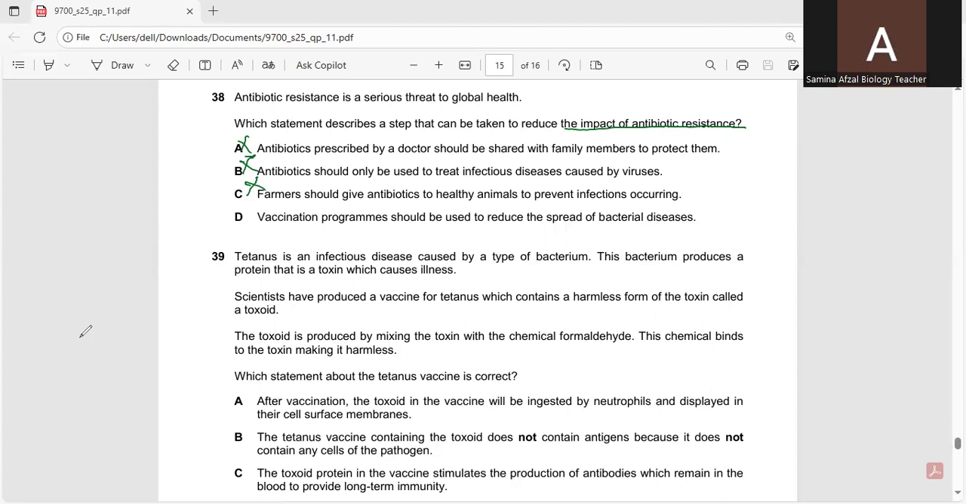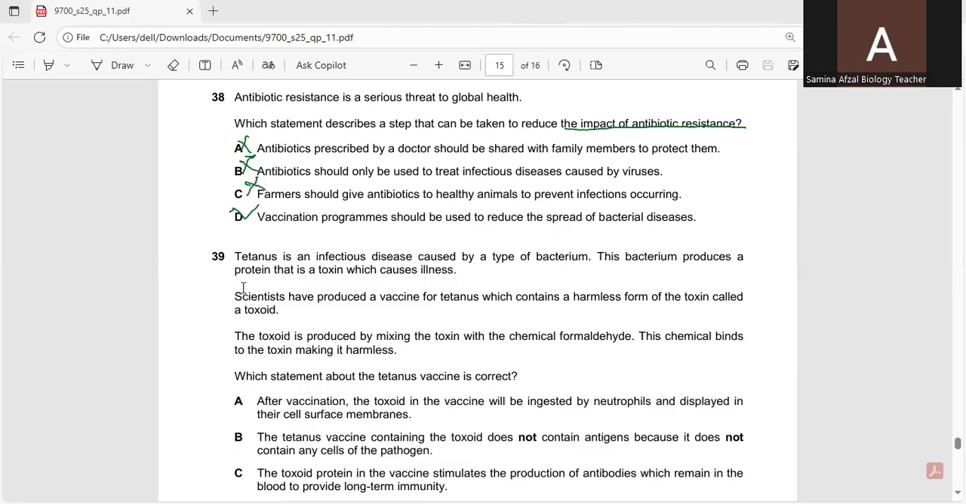Vaccination programs should be used to reduce the spread of bacterial diseases. Yes, it is the correct option. Vaccination programs should be run, and in this way we can reduce the spread of bacterial diseases. So D is the correct option.